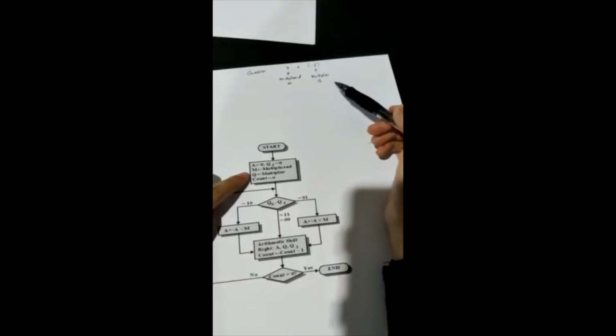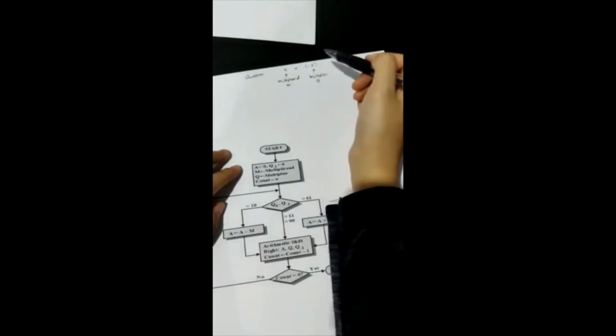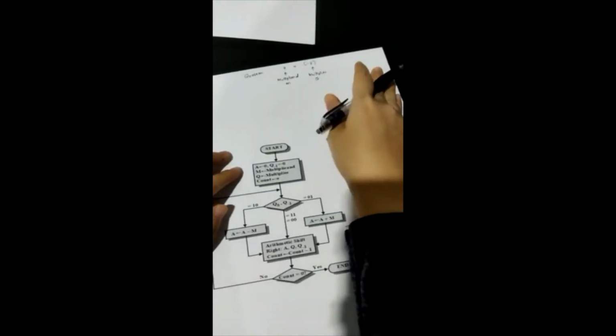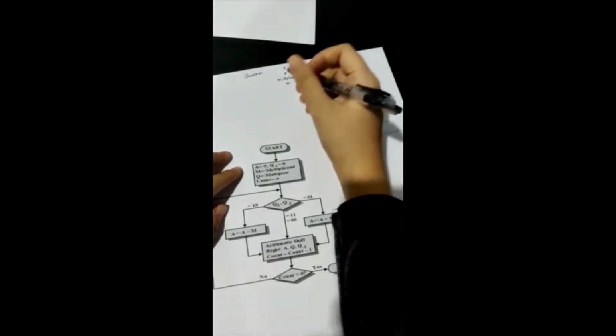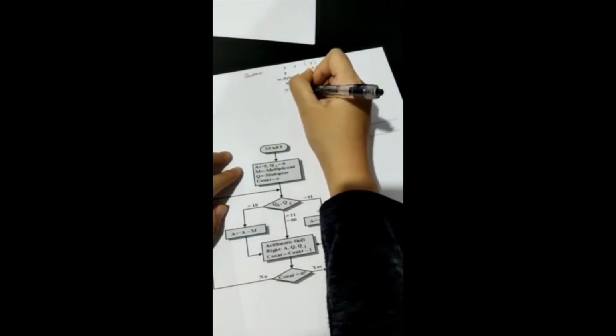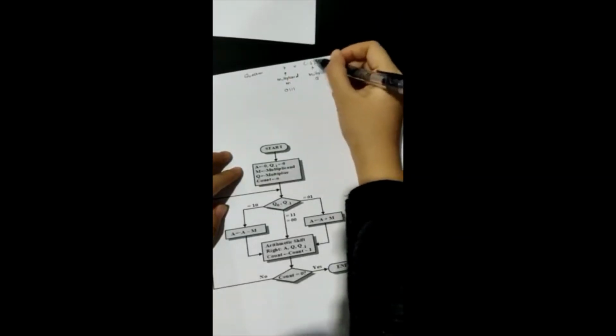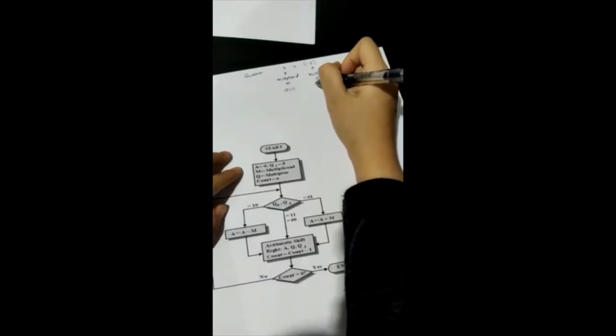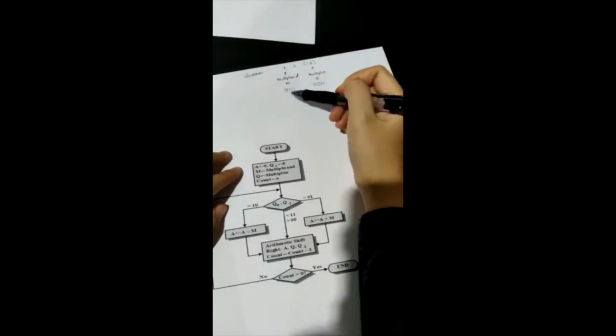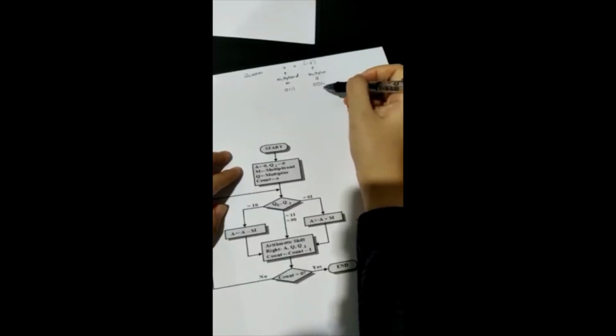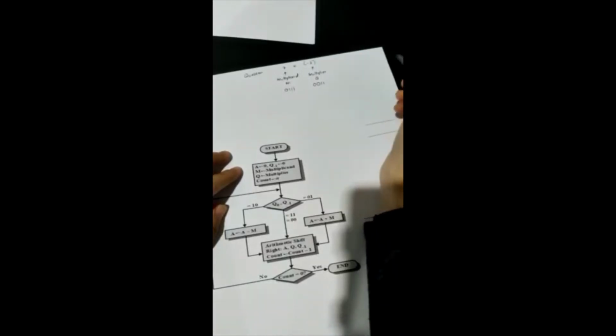The next process in the Booth algorithm is we need to change these decimal numbers into binary numbers. So 7 in binary becomes 0, 1, 1, 1. For 3, we convert to the binary number, it becomes 0, 0, 1, 1.